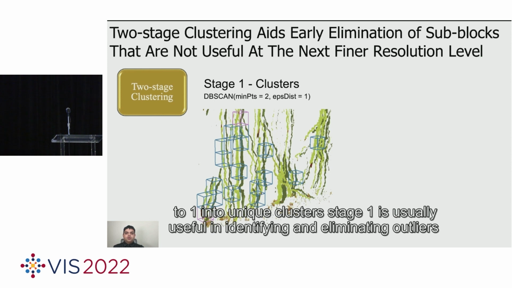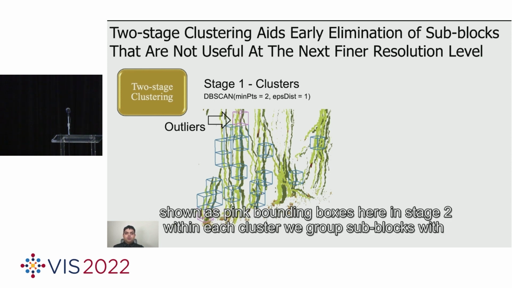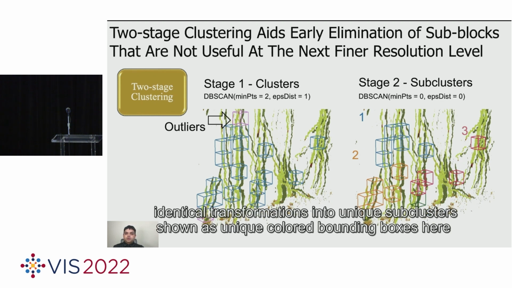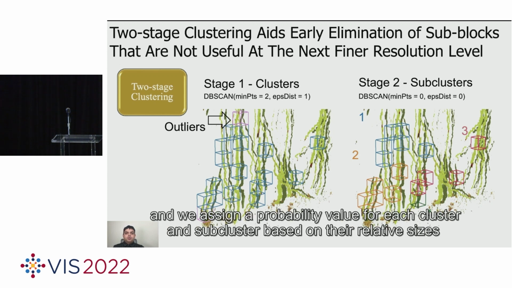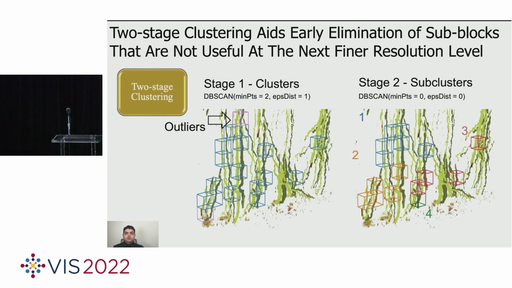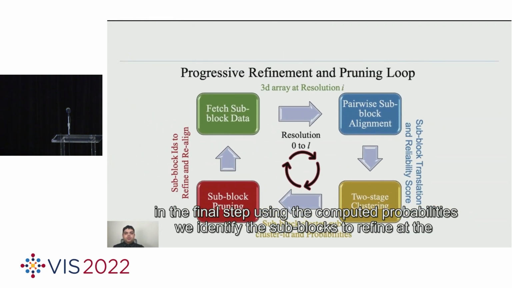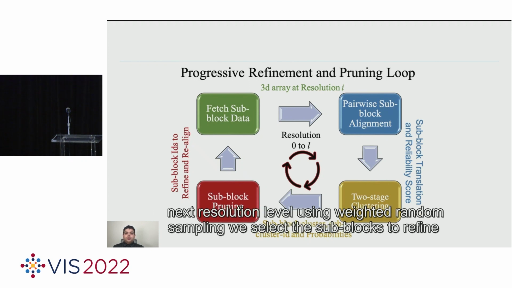Stage 1 is usually useful in identifying and eliminating outliers, shown as pink bounding boxes here. In stage 2, within each cluster, we group subblocks with identical transformations into unique subclusters, shown as unique colored bounding boxes here, and we assign a probability value for each cluster and subcluster based on the relative sizes.